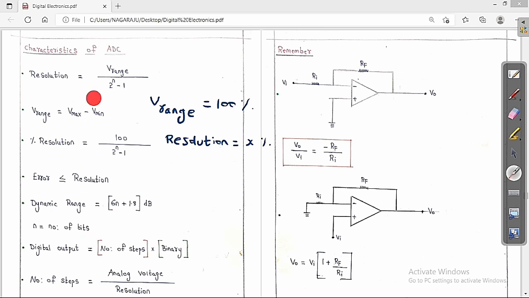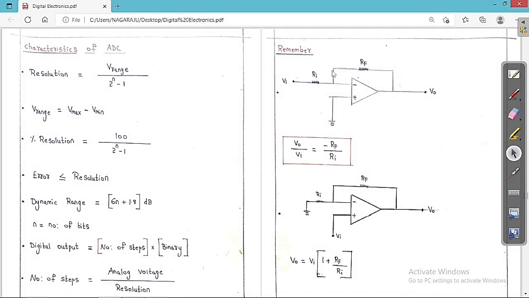So the number of steps is nothing but analog voltage by resolution. These are the important formulas that you always have to keep in your mind. Resolution is equal to V range by 2 to the power of n minus 1, and variance is equal to maximum voltage minus minimum voltage, and percentage resolution is equal to 100 by 2 to the power of n minus 1, and error should always be less than or equal to resolution, and dynamic range is equal to 6n plus 1.8 dB, where n is the number of bits, and digital output is the product of the number of steps into binary. We are going to discuss the other important concept.